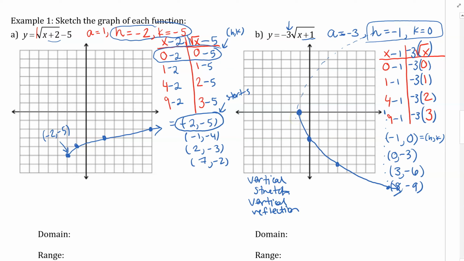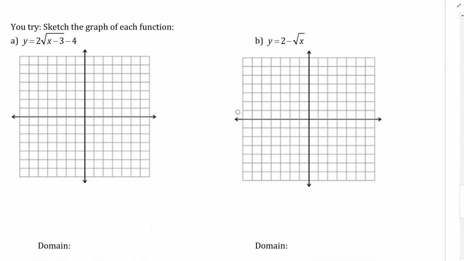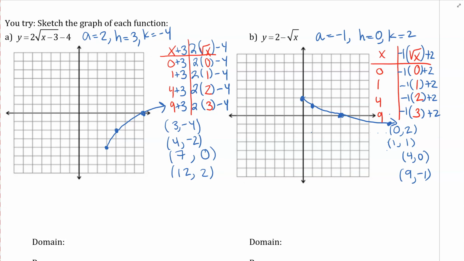Okay, why don't you guys try a few? Flip to the back page and just try graphing a few. Pause your video here, try it out, and come back when you're done. Okay, so here are the answers I have for my 2 graphs.